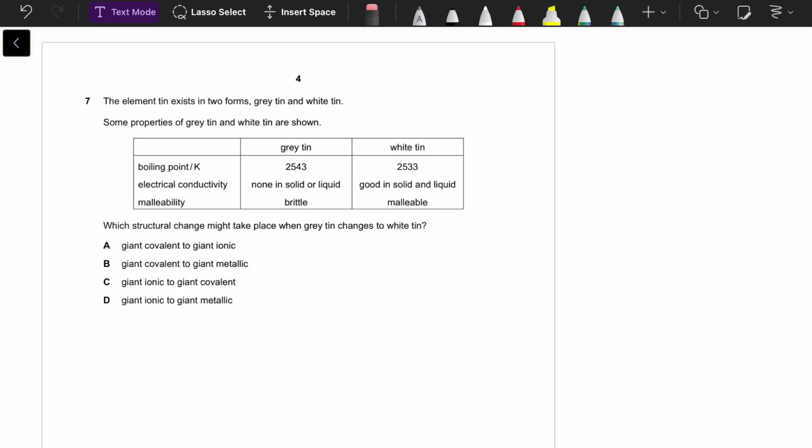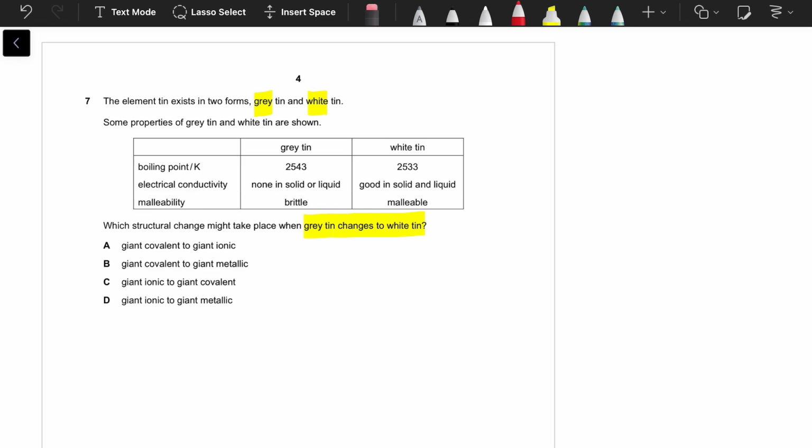Question number 7. The element tin exists in 2 forms, grey and white tin. Some properties of grey tin and white tin are shown down below in the table, and it asks us which structural change might take place when grey tin changes to white tin. And our options consist of different types of structures: giant ionic, giant covalent, and giant metallic. So let's take a look at our table.